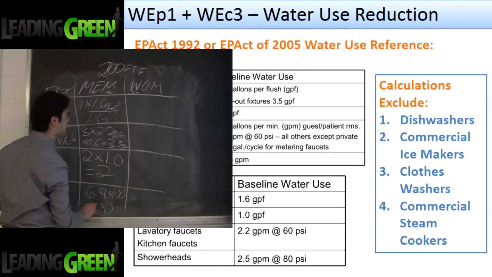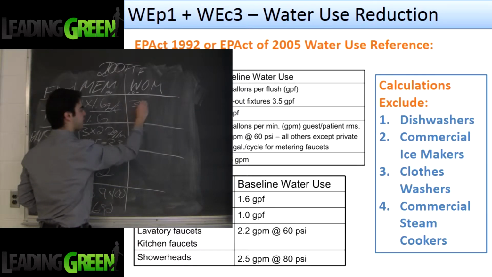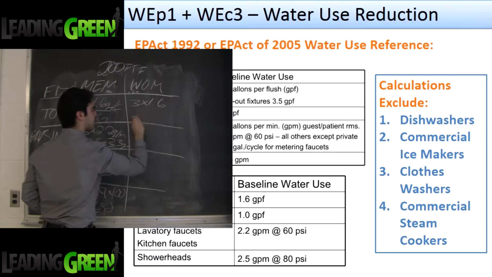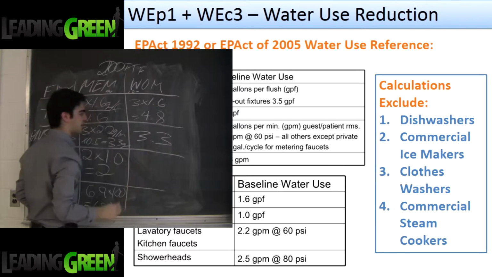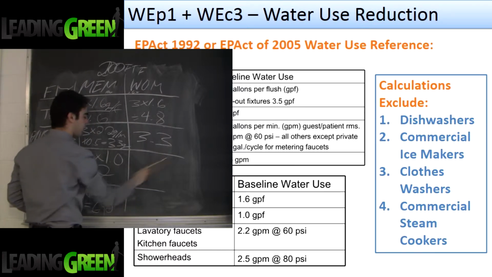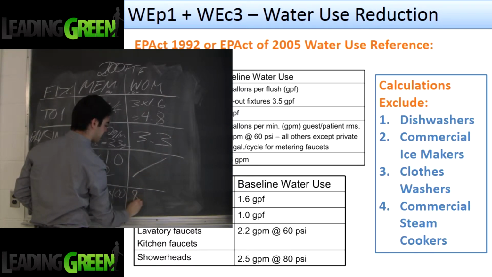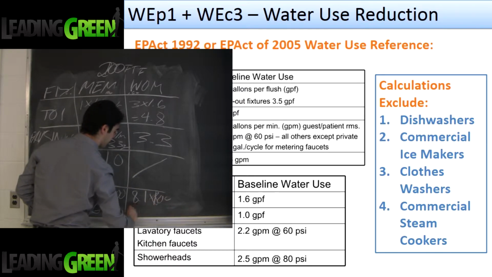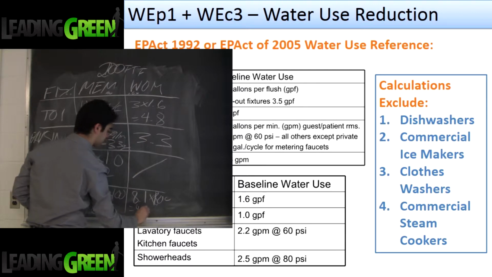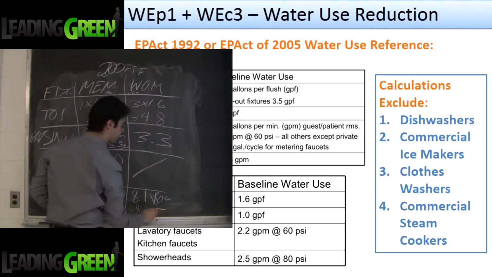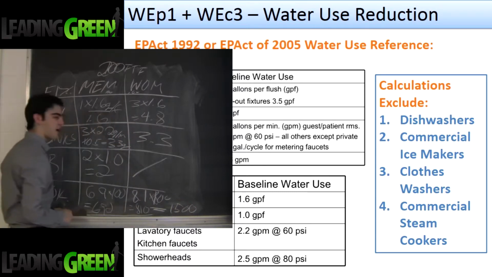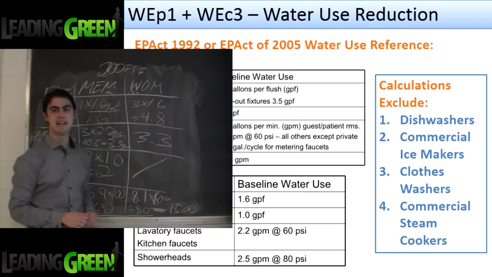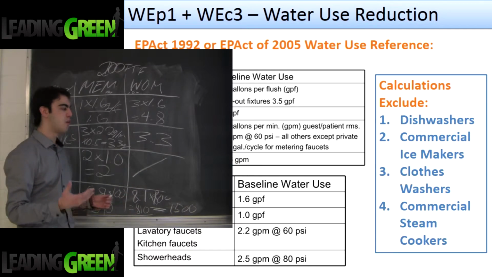Whereas women use the toilet 3 times, 1.6 equals 4.8. Faucet usage is the same thing. Wash your hands 3 times. No urinal. Add that up. It's 8.1 times 100 equals 810. This is our baseline. Sum those two numbers up, we get 1,500 gallons per day based on EPA Act conventional water usage rate.